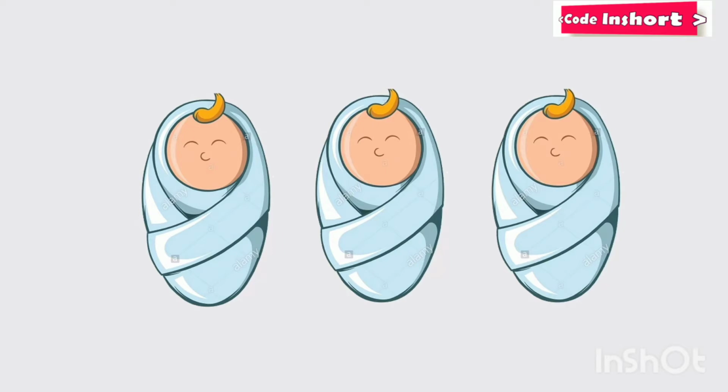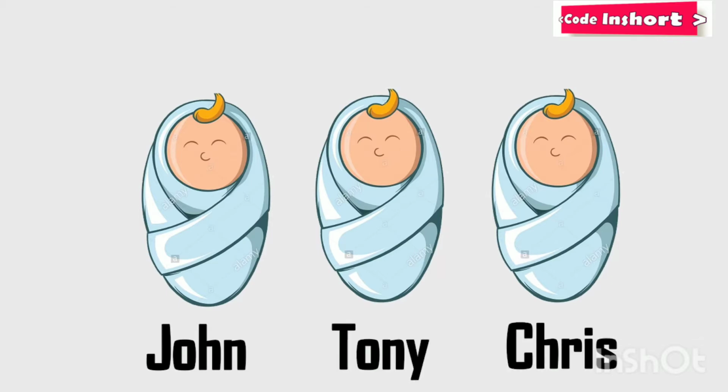See these babies in front of your screen? Aren't they really cute? But how do we call them? We haven't given them any names yet. So let's do that first. We'll call the first baby John, the second Tony, and the third Chris. Think of these babies as React components, and the names we give them are props. Basically, props are non-changing attributes provided to the React components, which are stable throughout the component's lifecycle.